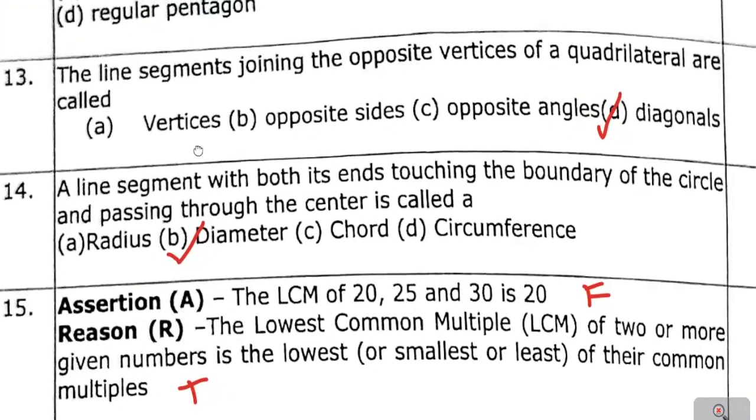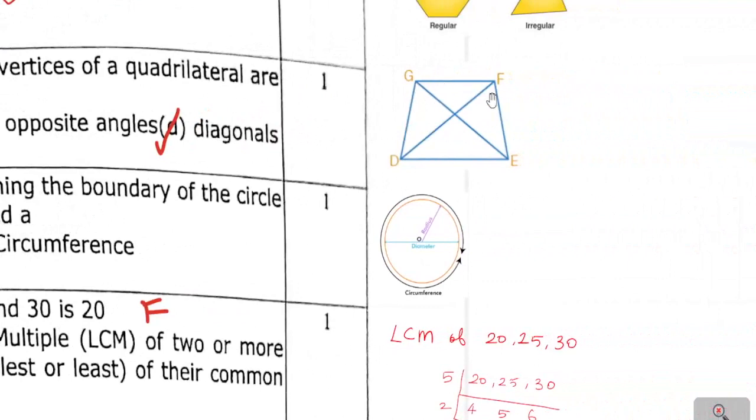The 13th question, the line segment joining the opposite vertices of a quadrilateral is called a diagonal. Because this is a quadrilateral, the opposite vertices are joined together. So this is the diagonal. DF is a diagonal, GE is a diagonal.